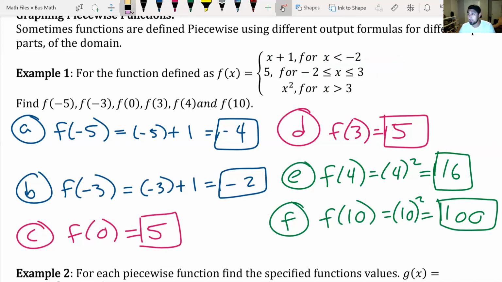So that's how we read a piecewise function. Given an x value, match it to its restriction, and that restriction should tell you which output you should use from the piecewise. And if it has an x, evaluate it at that x value. Plug it in, right? That's what we did. Okay, again.